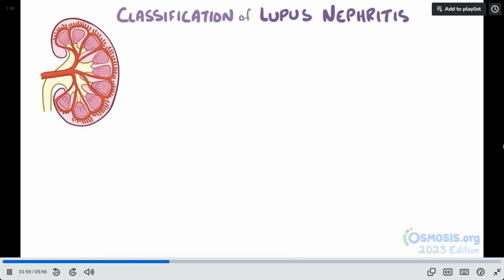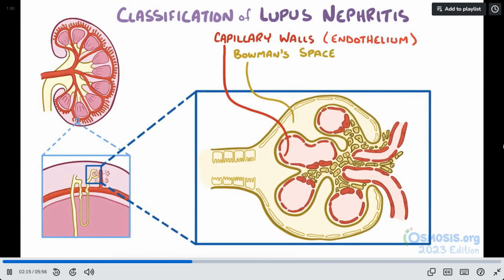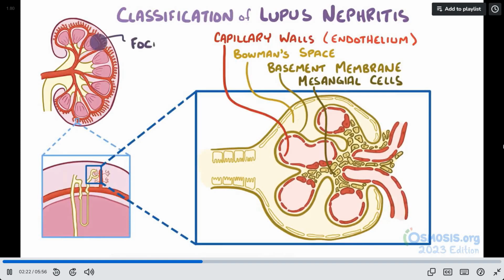Lupus nephritis is classified into various types, depending on the exact site of these immune complexes and subsequent inflammatory reaction. The most common site of deposition is just underneath the capillary wall, also known as the endothelium, but deposits can also be within the Bowman space of the nephron, the basement membrane, or near the mesangial cells. The extent of inflammation within the kidney can be focal, which involves nephrons in just one area, or diffuse, involving almost all the nephrons in both kidneys.